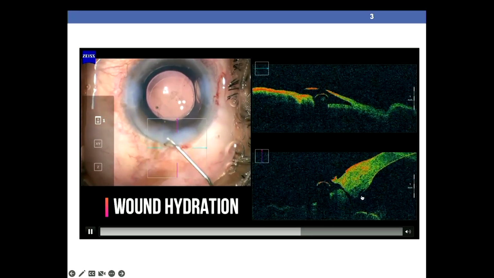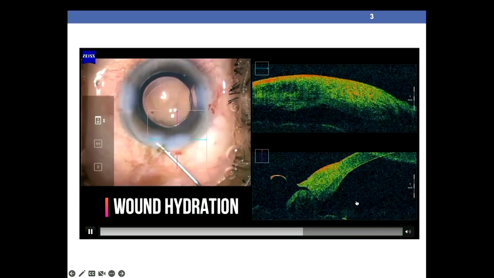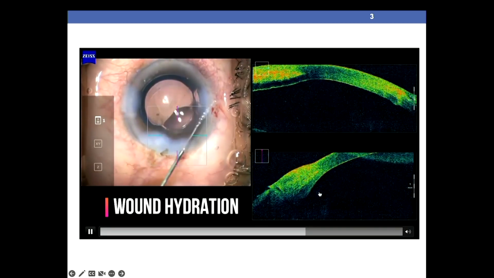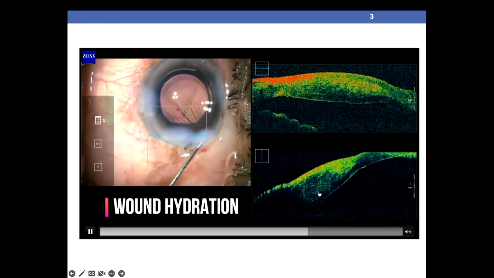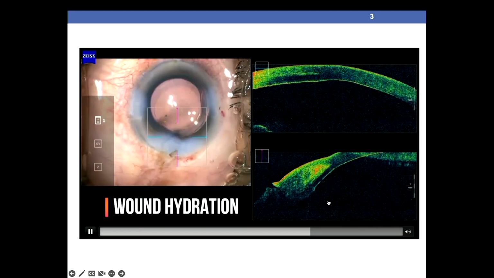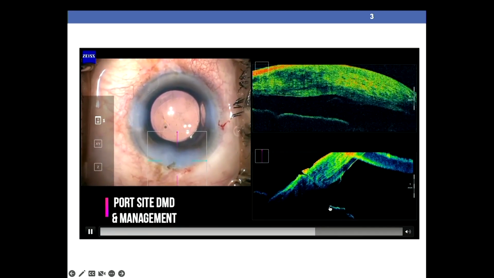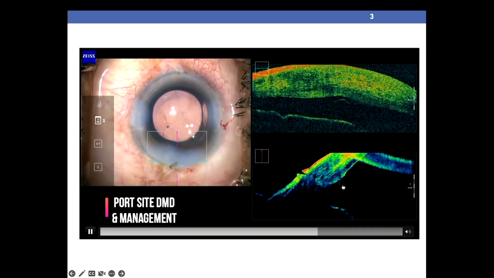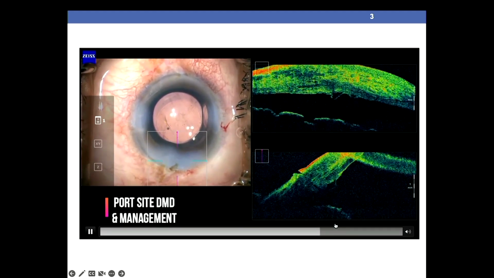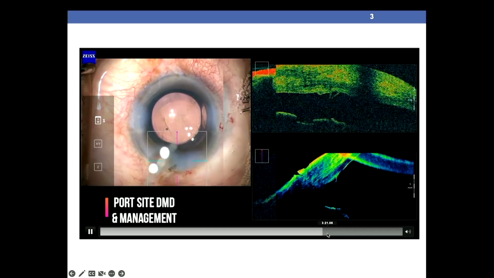So at the end of the surgery, one can put in an air bubble so that it gets attached, because otherwise it is not seen because of the hydration, it is not visualized. So these things can be picked up on the intraop OCT microscope. This is the port side DMD, which you can see is present over here, and then at the end of the surgery, the air bubble is placed and this gets attached.